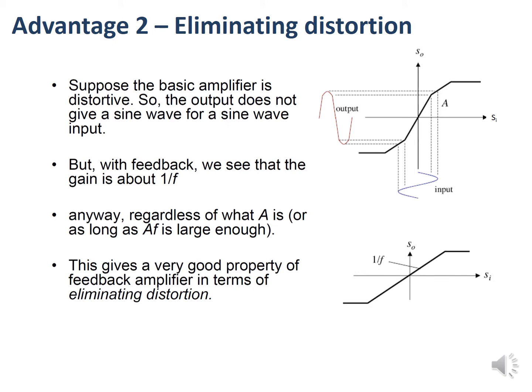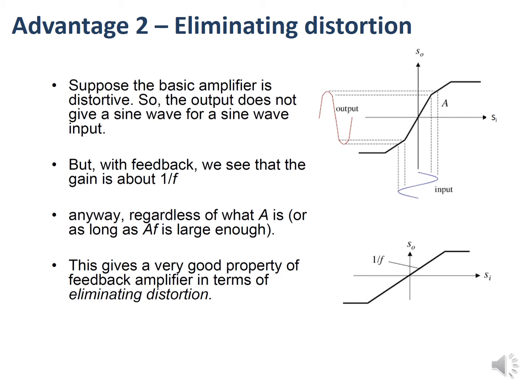Another advantage of this negative feedback circuit is that it eliminates distortion, or greatly reduces it. Imagine if the basic amplifier did have a bit of distortion inside it. For example, on the right-hand side we've got an input signal coming in, shown in blue. If my gain was distortive, my output signal might no longer be a pure sine wave.